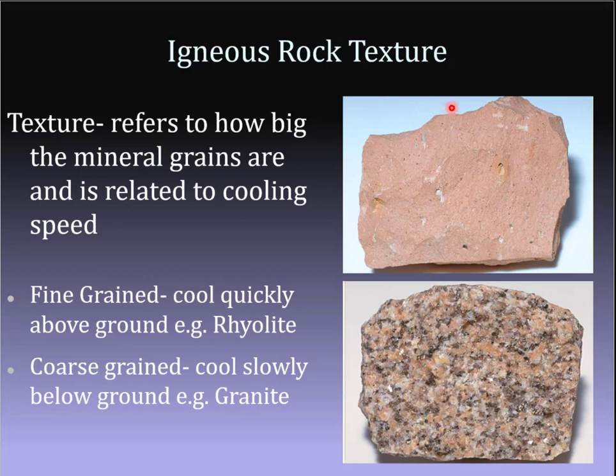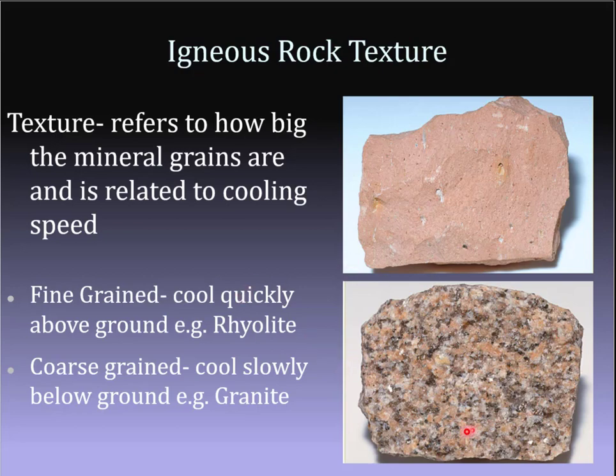Okay, up here we have a fine-grained igneous rock. It cools quickly, and that quick cooling happens above ground. And so these two rocks are kind of interchangeable in that they have the same chemistry. If I was to melt down this granite and cool it quickly, it'll make that rhyolite. If I melt down this rhyolite and cool it slowly, it makes that granite, right? And so without knowing anything else, if you just pick up a rock, you can tell how fast it cooled.